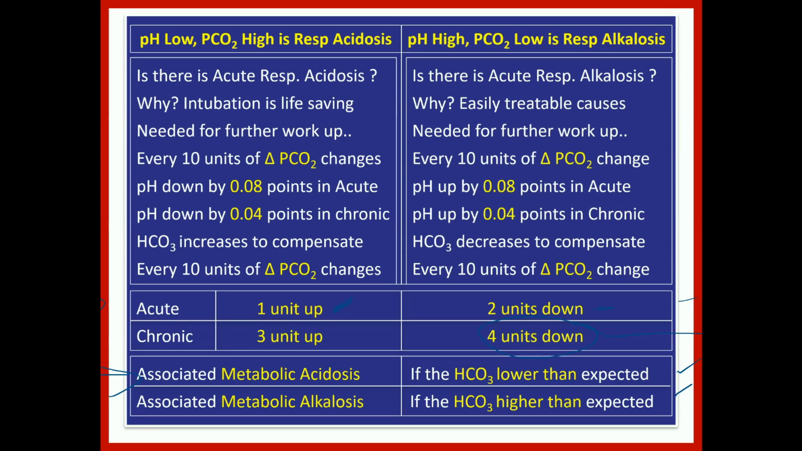If the bicarbonate, on the other hand, is higher than expected from this calculation, in addition to the respiratory disorder, you have a metabolic disorder in the form of metabolic alkalosis, because bicarbonate is alkali, and the alkali is more, that means there is metabolic alkalosis. And there is a workup for metabolic alkalosis that I will show you at the end of all these sessions.